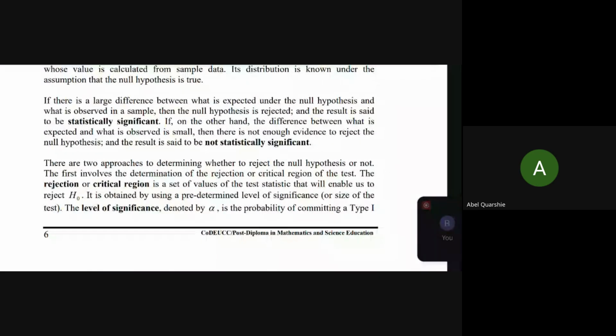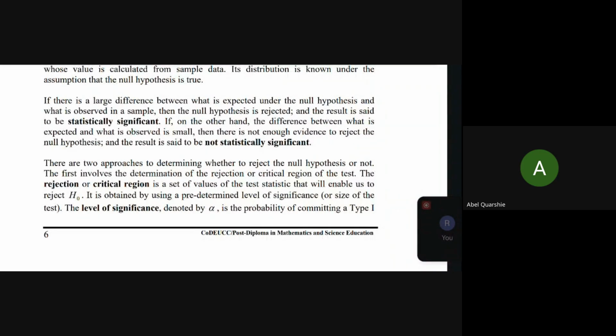These are the possible objective questions you can get. So if there's a large difference between the null hypothesis and what I observe, then I can say that there are statistically significant values there. So I will do the rejection. On the other hand, if the difference between what I expected and what I observed is small, then it is not enough for me to reject the null hypothesis. So I'll say it's statistically not significant. So not statistically what? Significant. So there's no need for me to reject it.